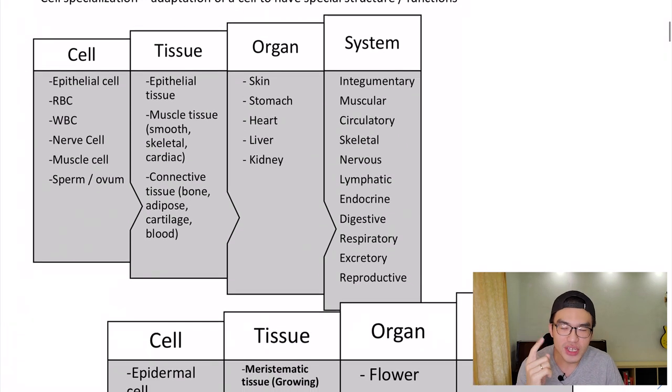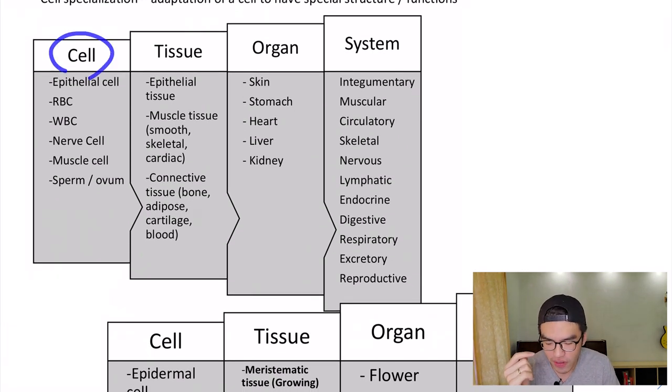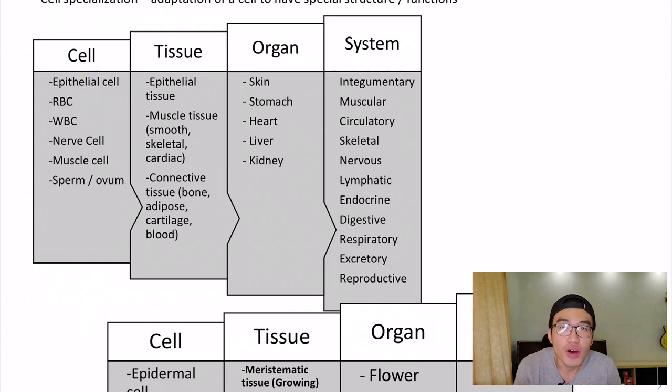Let's look at humans first. Alright, so cell, you have epithelial cell, which is your skin cell. You have red blood cell, white blood cell, nerve cell, muscle cell, and sperm cell, or ovum. This, you have really learned it in Form 1. Next, you have your tissue. I will put more attention in your tissue because this is the most tricky part that they will ask. You have your epithelial tissue, which is the thing that surrounds, okay? Your cheek cell is your epithelial tissue. The skin inside you and your organs, those are epithelial tissue.